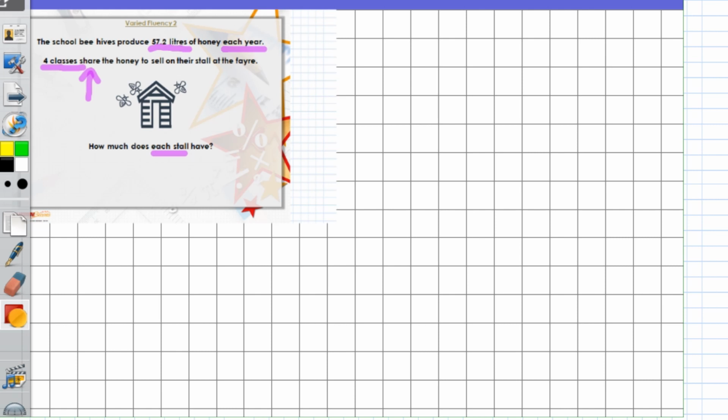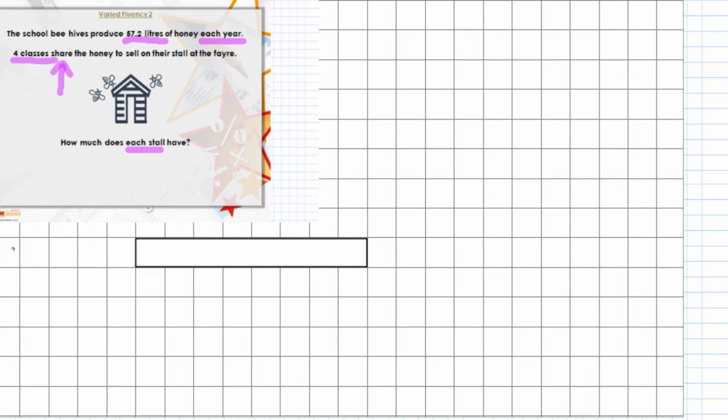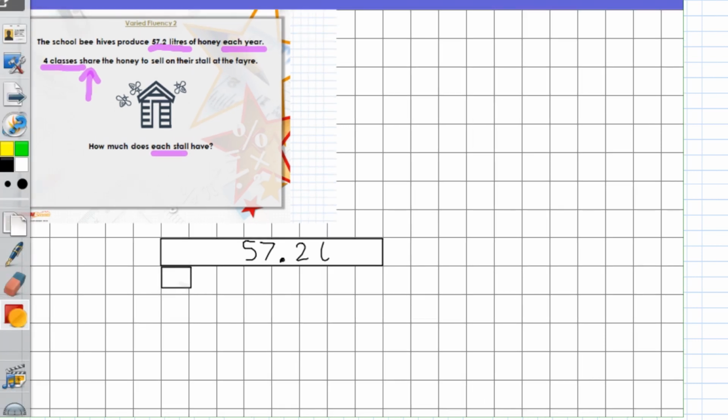So again, to visualize this as a bar model, you don't have to use a bar model every time, like I always say, but if you're struggling to understand the calculation and what you've got to do to solve the problem, a bar model is really helpful. So the whole here is 57.2 litres, and then the parts, there's 4 equal parts. Something's gone a bit wrong with my bars, just going to fix those.